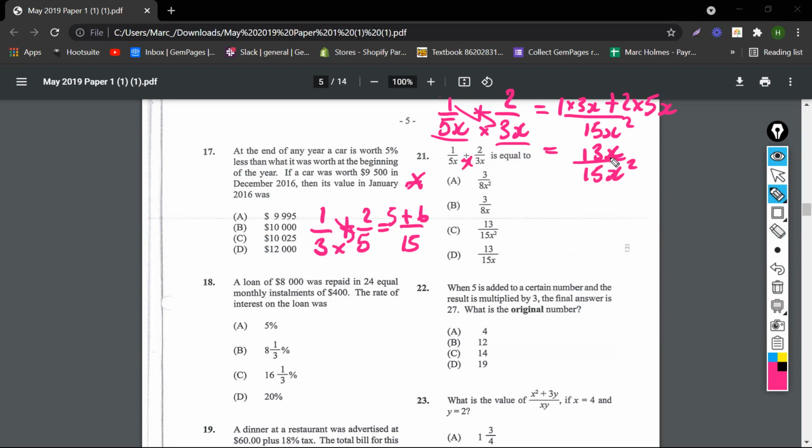So you end up with 13x over 15x squared. So this x, guys, is going to cancel the x squared, and you should end up with 13 over 15x. So your answer should be D. And as I said, guys, please look at this question. It comes like every year. You can't get it wrong because it just comes every year, you know?